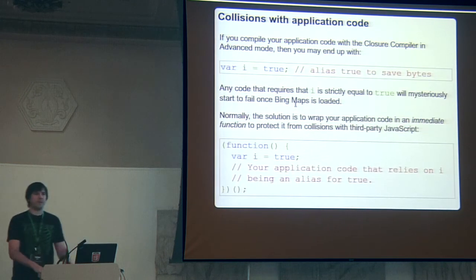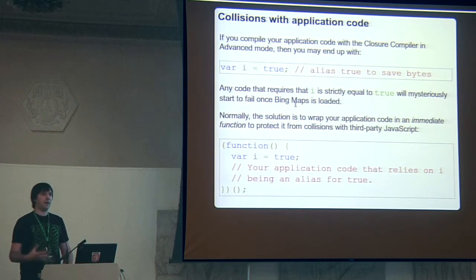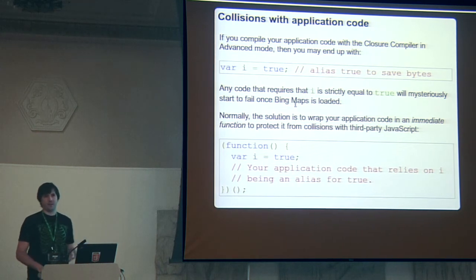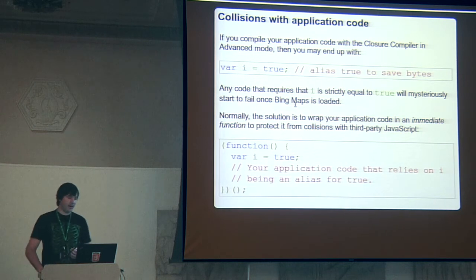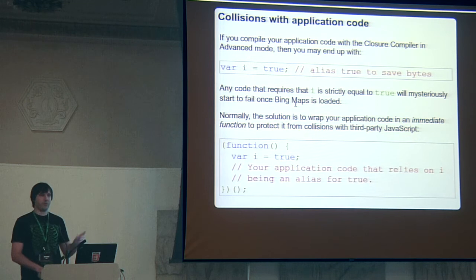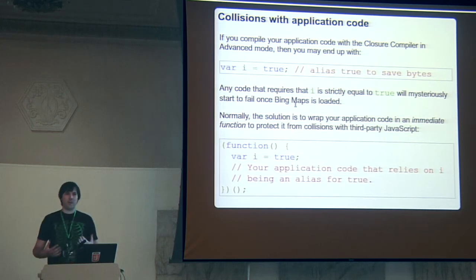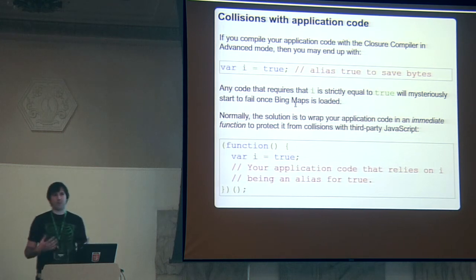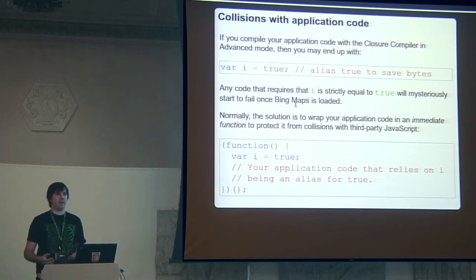Well, as it turns out, we were using the Closure compiler to minify our code. And what happened was the Closure compiler decided to save some bytes, and instead of using 4 bytes for the word true, it assigned true to the variable i. Everywhere in our code where we were going to reference the literal true, we now reference this variable i. So that means that once our application was running along, and then after we loaded Bing Maps, suddenly places where we were looking for true, we were getting the number 3.